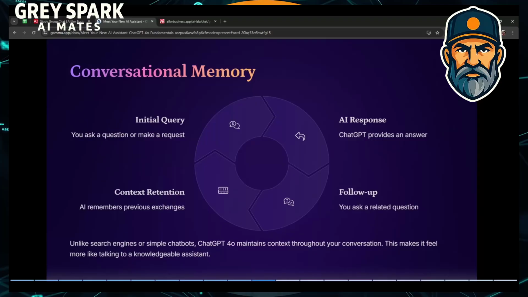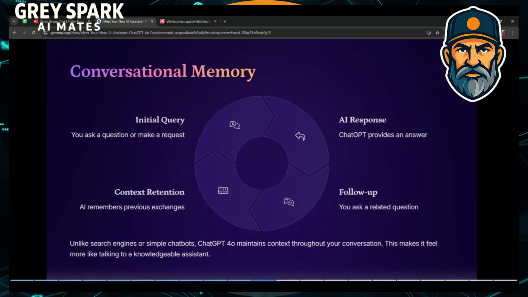ChatGPT is well known for that because it not only has a conversational memory, it also has a history memory, that it will remember conversations that happened before the one you're currently in. That's fairly specific to OpenAI's models.